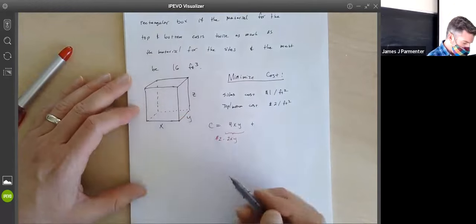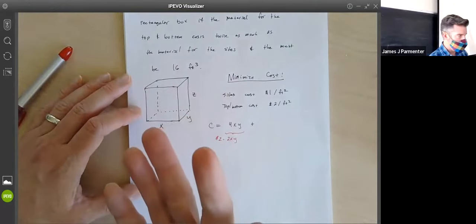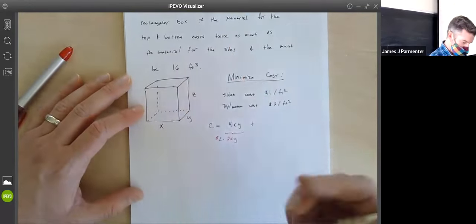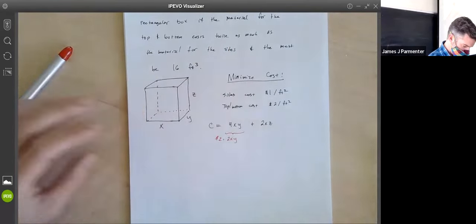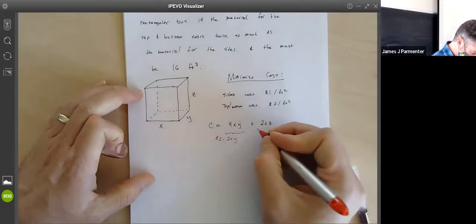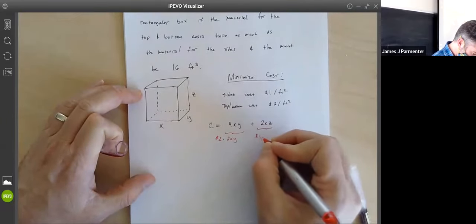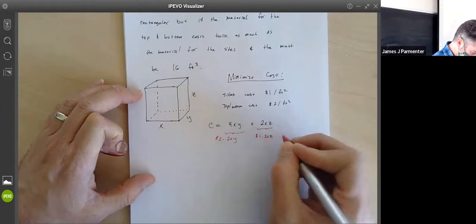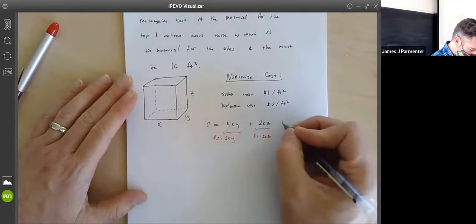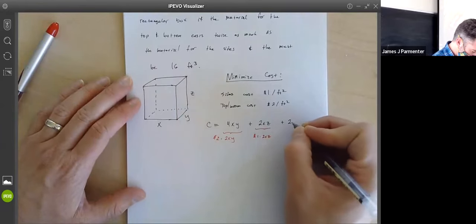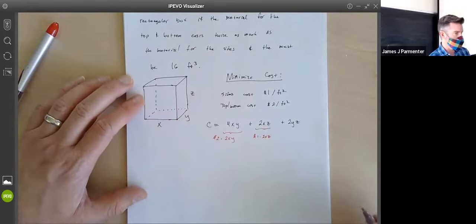For the front and the back, the front area is XZ and the back area is XZ. So I have 2XZ, and those cost $1 per square foot. So really this is your $1 times 2XZ square feet. And similarly, the left and the right side are going to be 2YZ's worth of area times $1 per square foot.